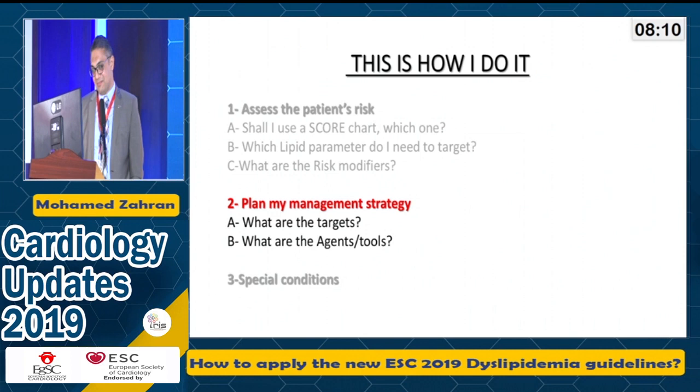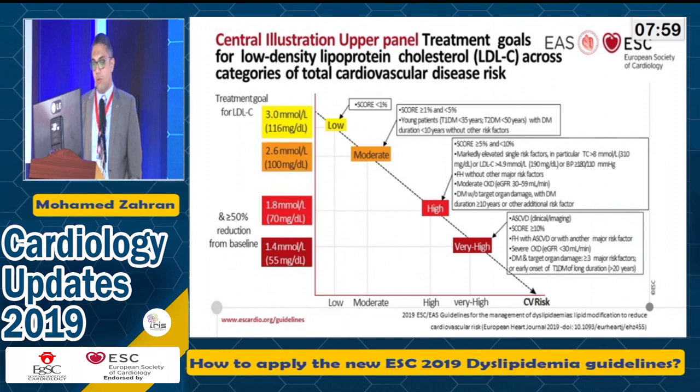How am I going to plan my management strategy? What are my targets and what are the agents or tools? We have 100 slides to represent this, but let's see just a simple flow chart. If I'm very high, I'm dark red. My target is 55 milligrams per deciliter. If I'm high, I'm light red. My target is 70 milligrams per deciliter.